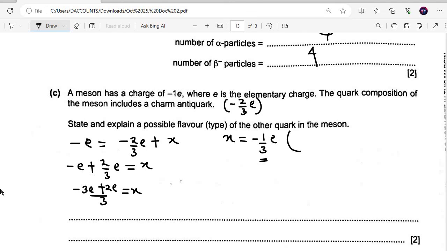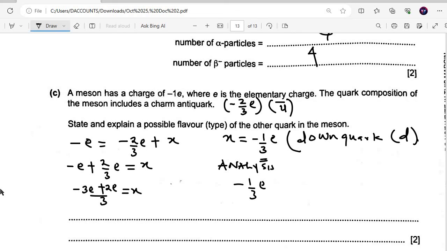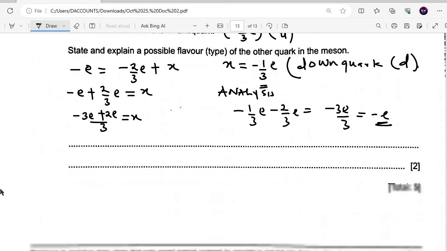This is the other variable, and it is called the down quark. Yes, minus 1/3 electron charge is the down quark. The symbol for the down quark is d. The charm antiquark's symbol is c-bar. Let's confirm it: if you add minus 1/3 e and minus 2/3 e together, it gives us minus 3e/3, which is minus e. So that is correct.